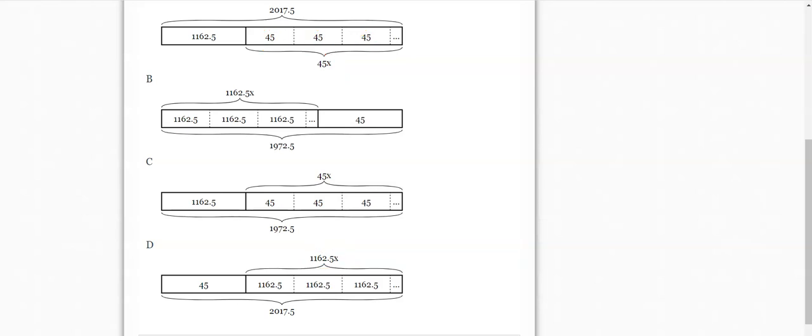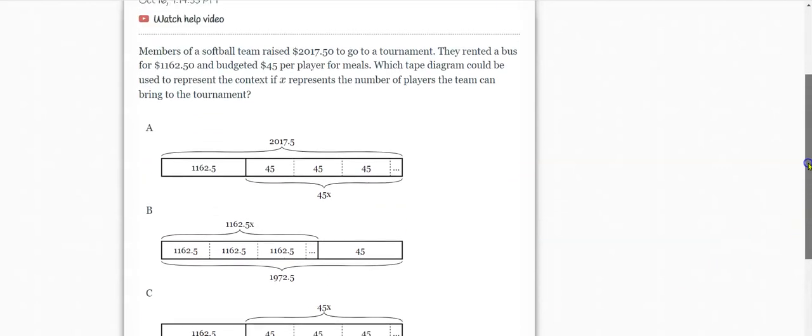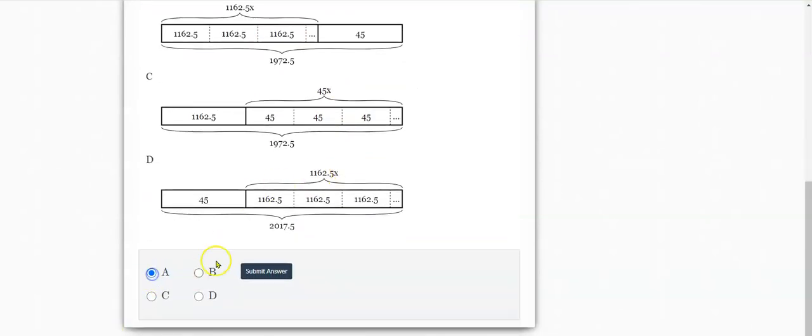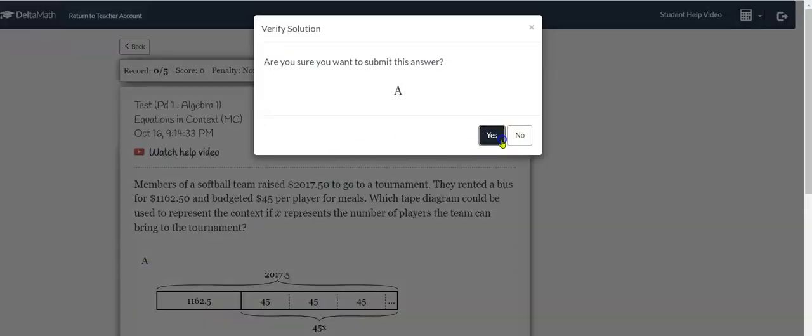So I'm going to scroll back up and read that text again. It said they rented a bus for $1,162.50. So they rented one bus, so $1162.50 was a one-time charge. But it was $45 per player. So the 45 has to happen over and over and over again. All right. So this one here, choice A, would represent that total with the singular bus charge and the $45 per player. So we're going to choose A. I'm going to submit that answer.